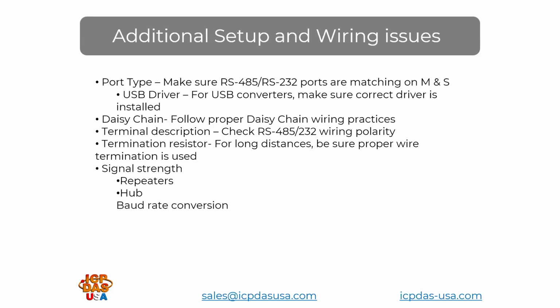Repeaters and hubs we've discussed before. Baud rate conversion: sometimes if you're communicating over a long distance and you want to do a high baud rate to some devices, you can use baud rate conversion along the line to make it so that the signal can make it to a certain distance, but then your slave devices may communicate at a slower baud rate, and the baud rate conversion module will help in that.